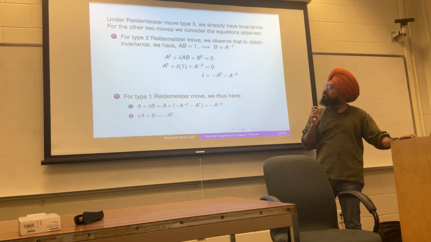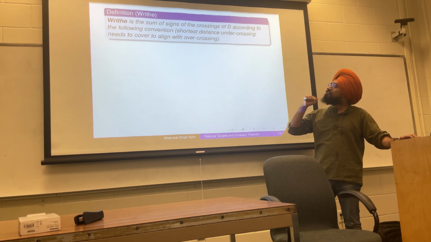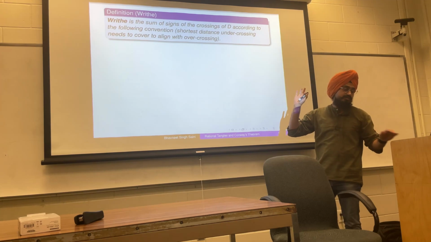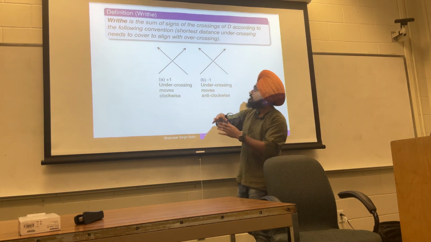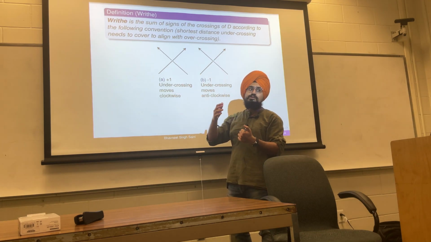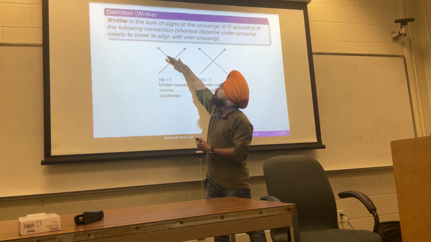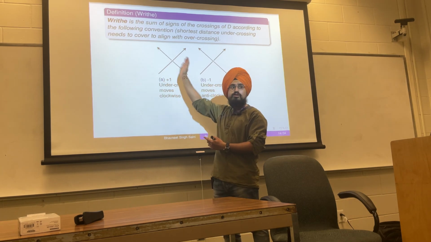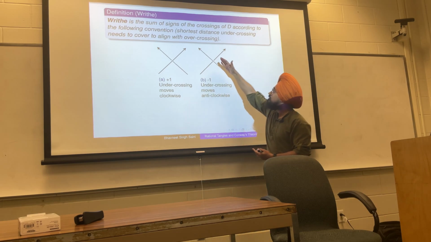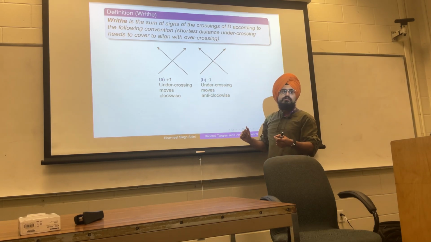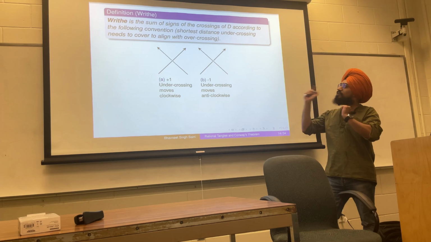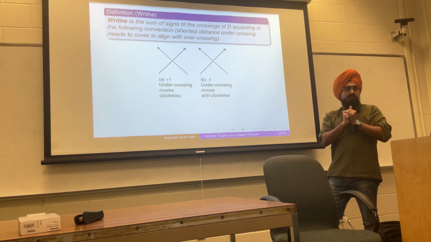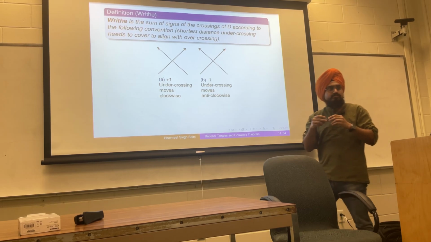To account for that, we'll define another thing which is called the writhe. The writhe is the sum of signs of crossings of the diagram according to the following convention, which is just this. To remember this, all we need to do is turn it in the direction of the overcrossing, by the shortest distance. If it's clockwise, then it's +1, and if it's anti-clockwise, then it's -1. Now, the writhe is found to be invariant under the second and the third Reidemeister move, but it's not invariant under the first Reidemeister move.